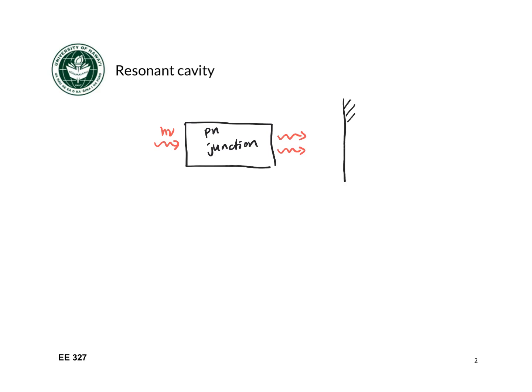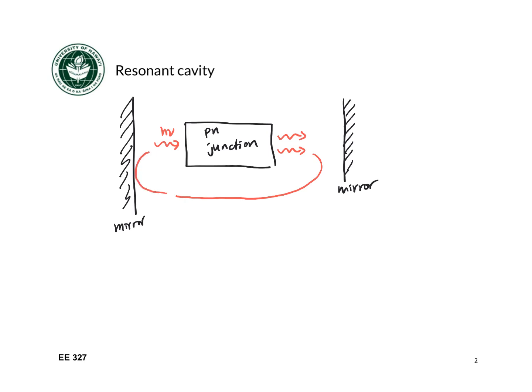Okay, so let's put a mirror here. That will reflect any photons coming out of the p-n junction. And we'll put another mirror here, and that will redirect the photons back into the p-n junction. Okay, so this is our resonant cavity.